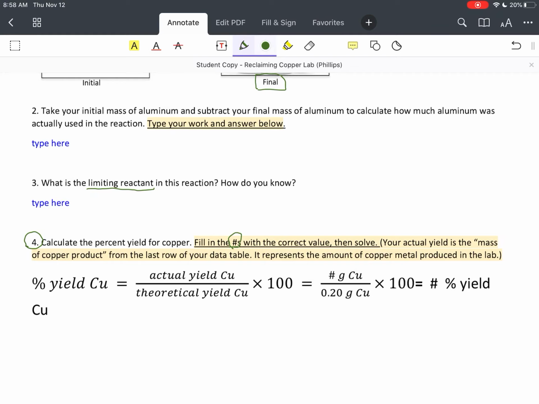That's what your boss told you he or she wanted you to produce, okay, 0.2 grams. That was what we based our whole lab on, was this 0.2 grams, right? That was what our calculation says we should have produced. So you'll take your actual value from your data table, divide it by 0.20, multiply it by 100 in order to get your percent.